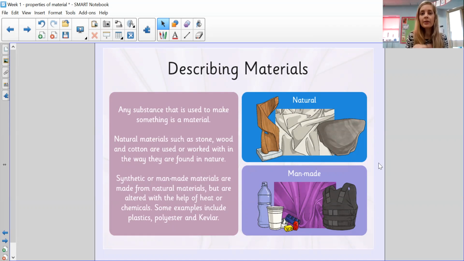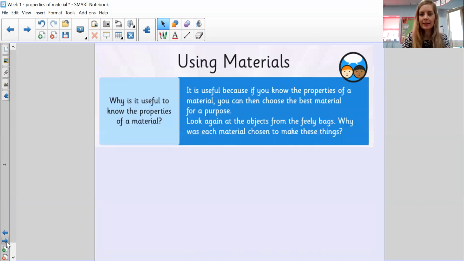Okay, so they are altered, which means changed, and we also use chemicals to add to them. Some examples include plastics, polyester, and Perspex. Right, so there are some examples of natural items that we find, and man-made materials where we change those properties so that we can build something, where we have the input of humans.